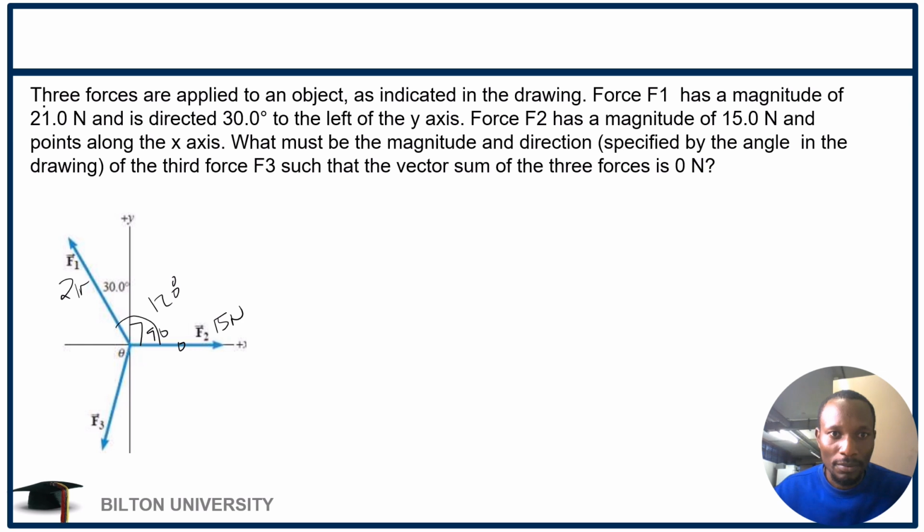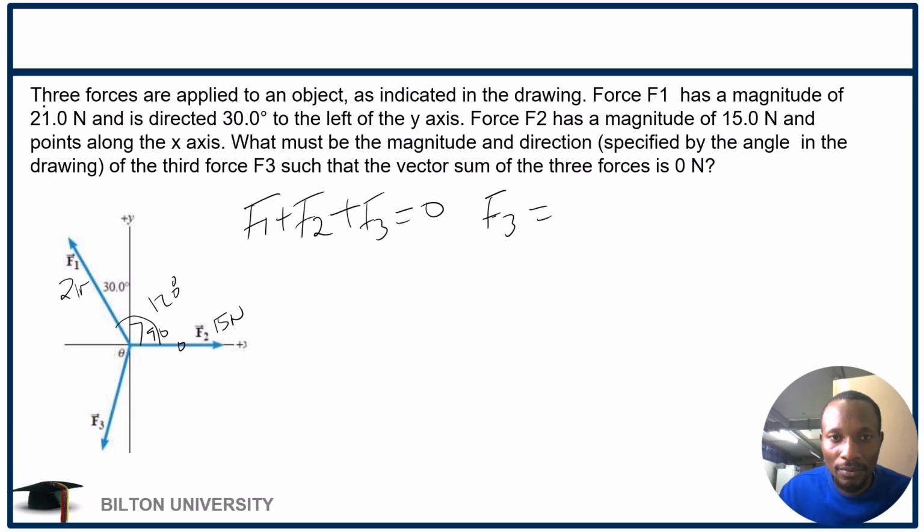What must be the magnitude and direction, specified by the angle in the drawing, of the third force F3 such that the vector sum of the three forces is 0 Newton? If the vector sum of the three forces is 0 Newton, then F1 plus F2 plus F3 is equal to 0, and this is the same as saying F3 is equal to minus in brackets F1 plus F2.